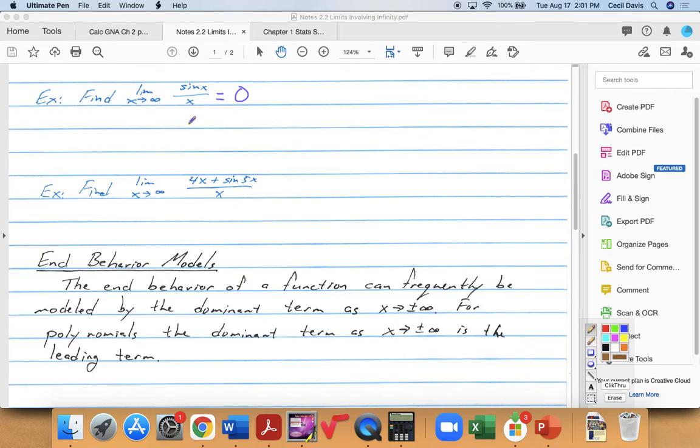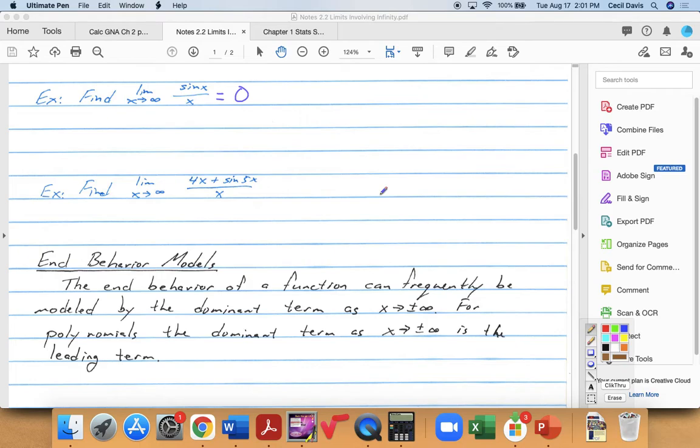Where it's oscillating back and forth, but it's oscillating less and less. Sort of like if you do an actual pendulum in the real world, you start it and it's going back and forth, but the swings get smaller and smaller over time. It's kind of like that.